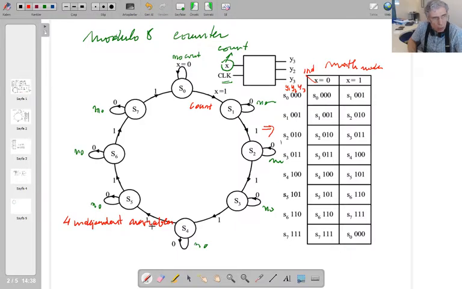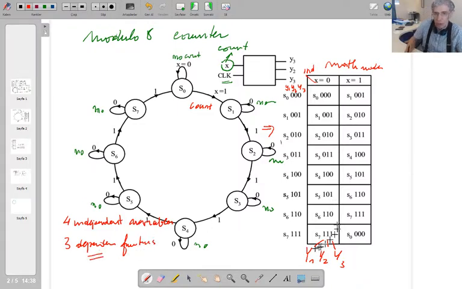So how many next state functions do we have? These are the next state functions. Each column shows one next state function: capital Y1, capital Y2, capital Y3. So 3 dependent functions, right?